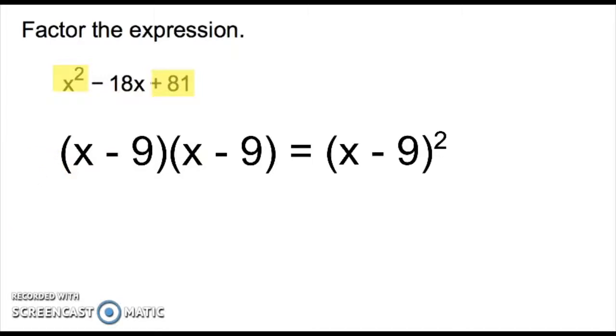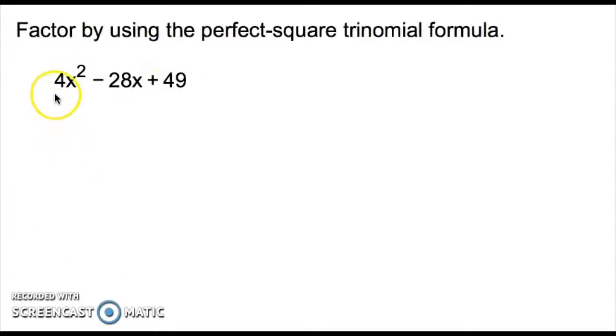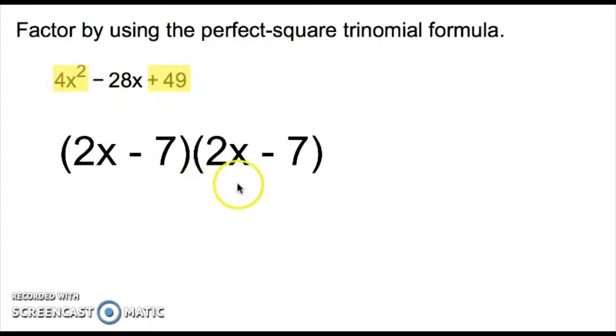Let's take a look at the next one. Here we have a number in front of x larger than 1, but we're still going to use the perfect square trinomial formula because the first and last terms are still perfect squares. So we highlight them and take the square root. The square root of 4x squared is just going to be 2x. The square root of 49 is going to be 7. This is minus, so it has to be 2x minus 7 times 2x minus 7. They're going to be identical.